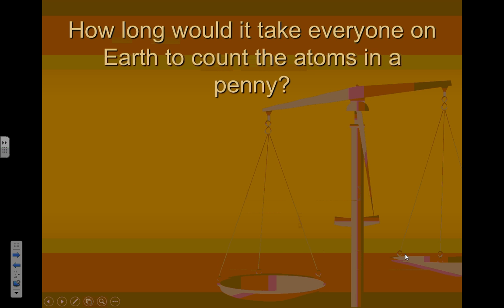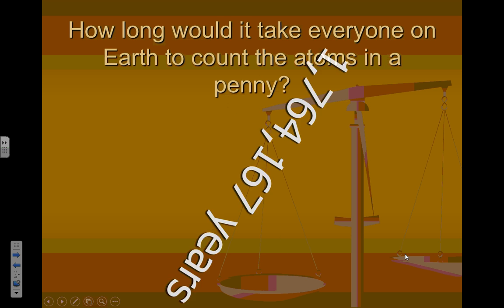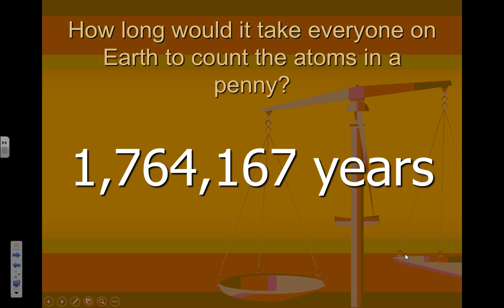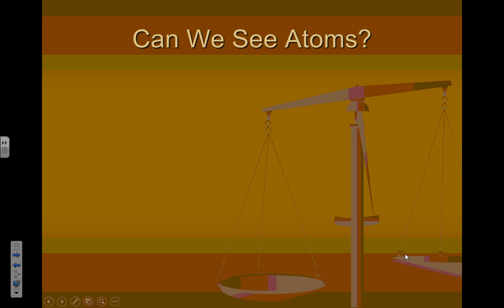So let's go back to our penny. How long would it take everyone on Earth? Remember, there's about 7 billion people on Earth, so I'm going to get a lot of people to help me count the atoms in a penny. Well, that's going to take me 1,764,167 years. And that's if you had everybody on Earth helping you. Nobody ever died. Nobody ever did anything but count. So the number of atoms in a penny, yes, it's big, but it's so much bigger than you possibly realize. Because honestly, big numbers, we think we get them, but we really don't.